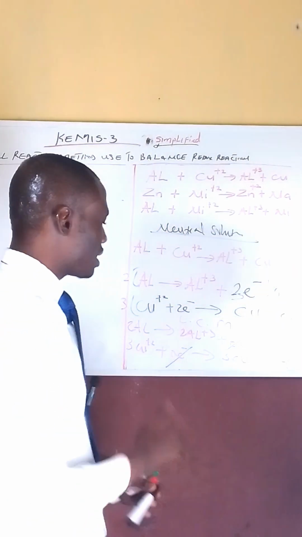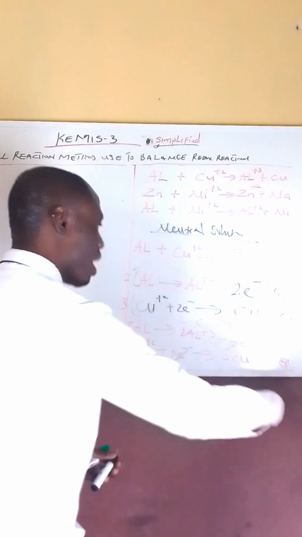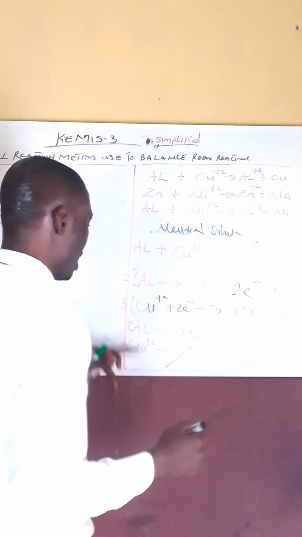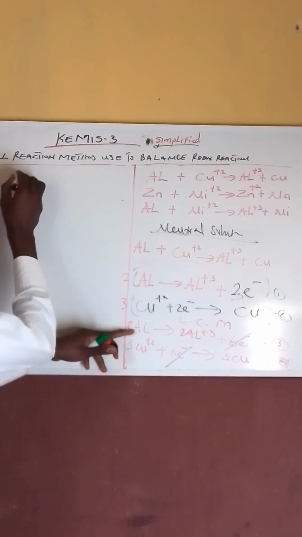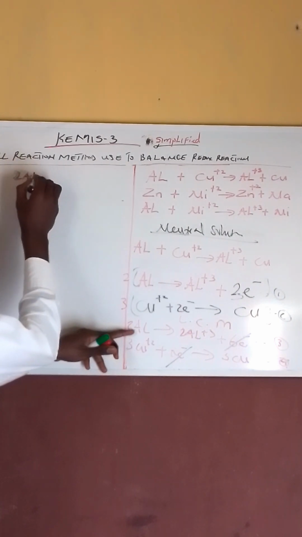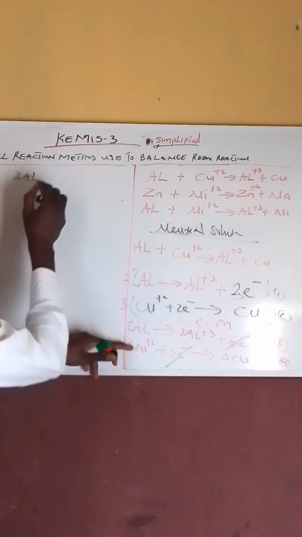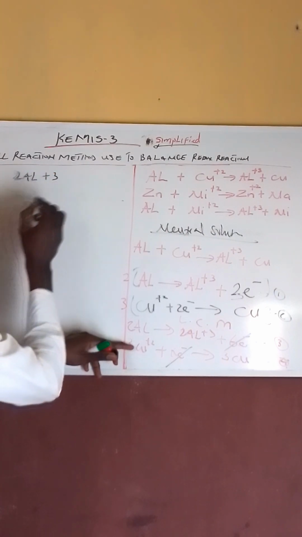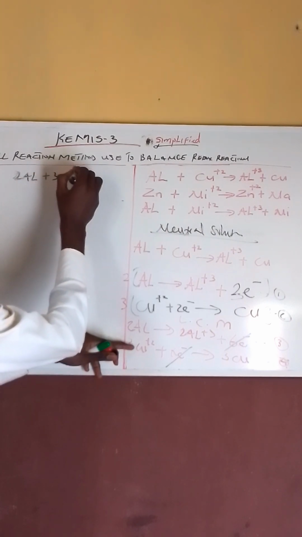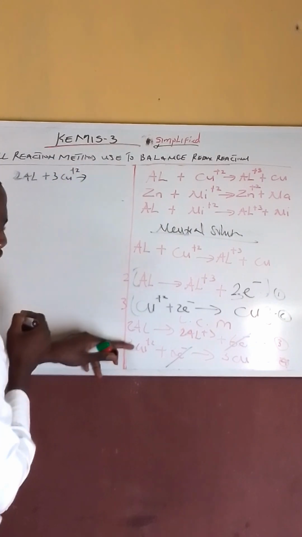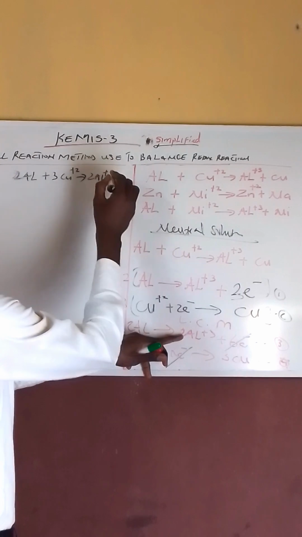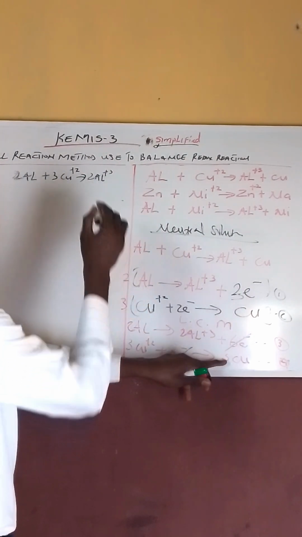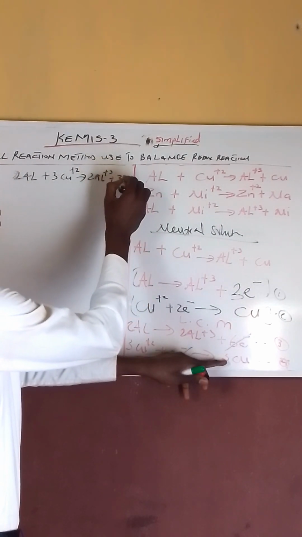Now, we are going to write out what we have on the right hand side. We write out what we have on the left hand side. Now, what do I have on the right hand side? I have 2 aluminium plus 3 copper plus 2 charge gives me 2 aluminium plus 3 over there plus 3 copper.